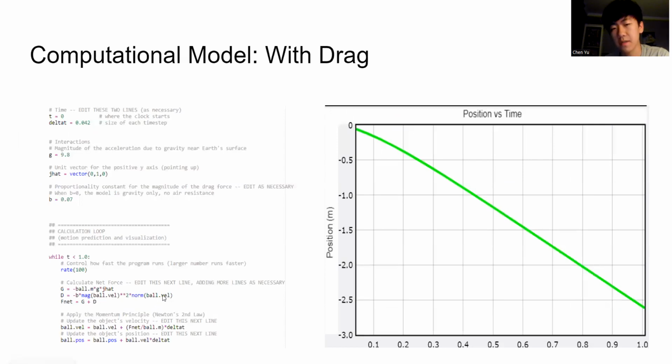Here is the computational model with drag. Everything is pretty much the same, except this time we have the force of drag, and it's just plug in the formula for drag, and we add that to the force of gravity.